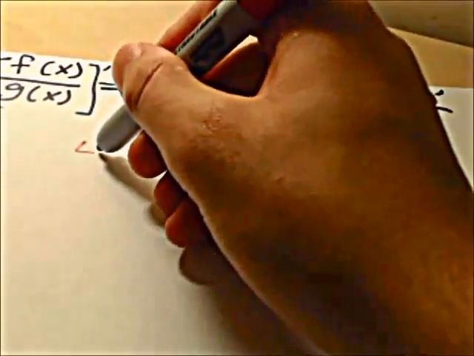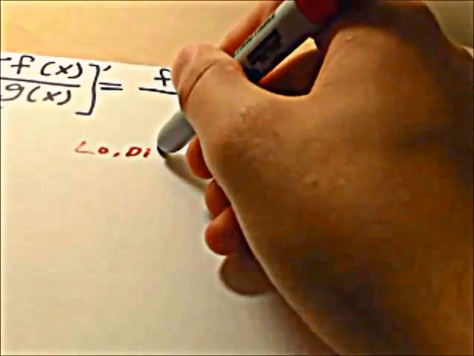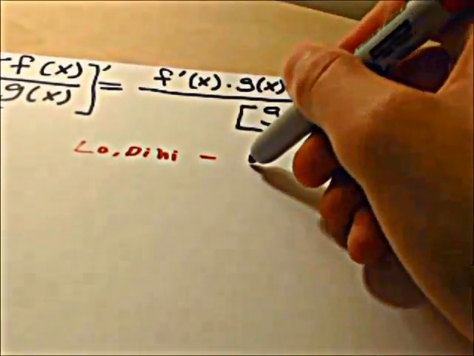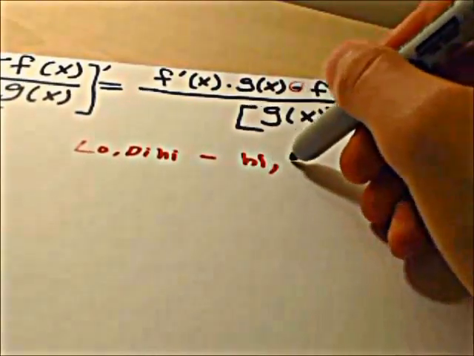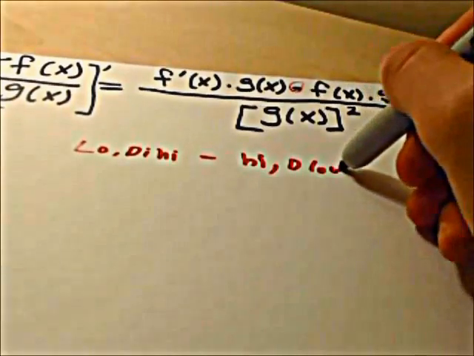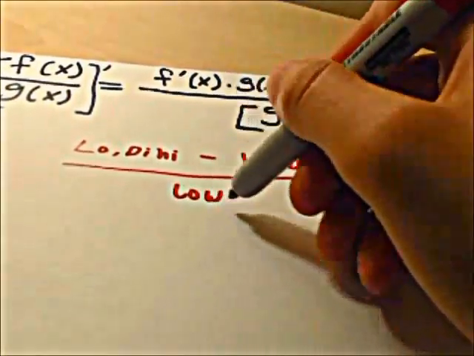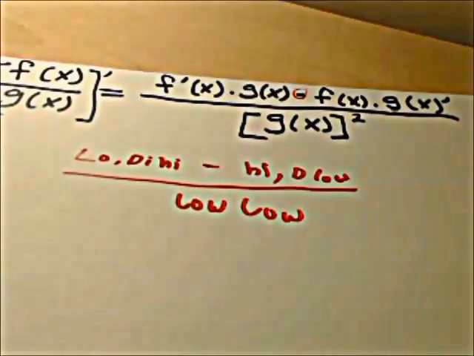It's called: Low D high, minus high D low, over low low.